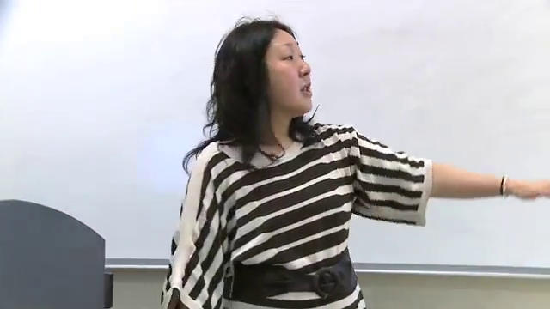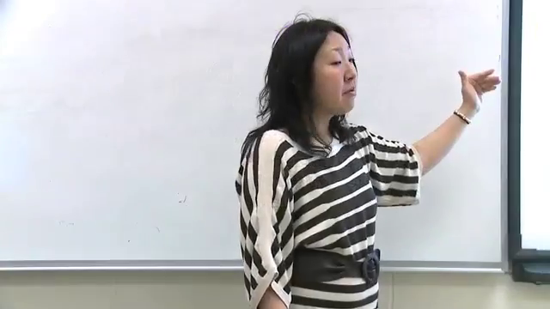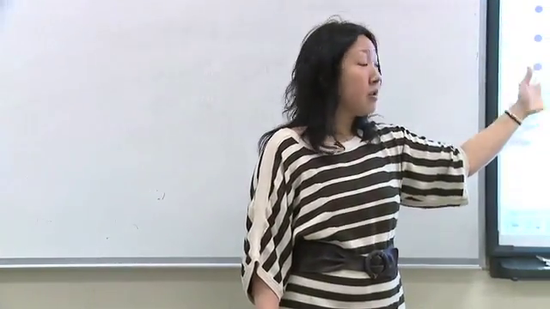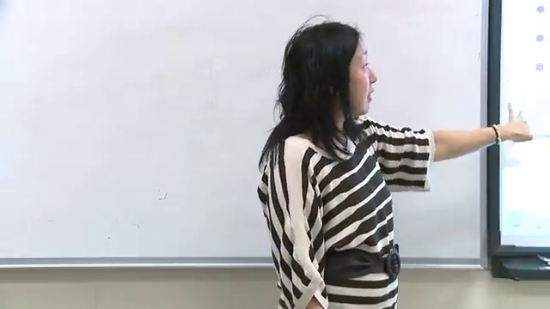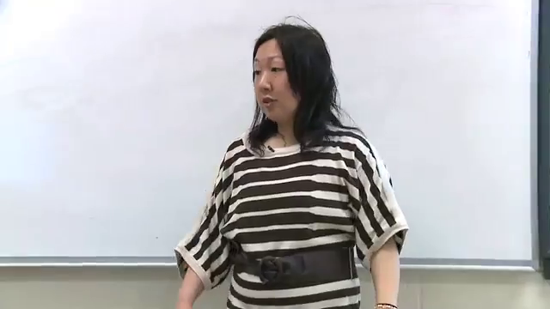Then stage 6, universal moral principles, self-chosen ethical principles. So profound respect for the sanctity of human life. So moral principles take precedence over laws that might conflict with them, such as conscientious objectors. Meaning human rights. You might sacrifice your life to save others. So that's the stage, universal moral principles. All right? Good.